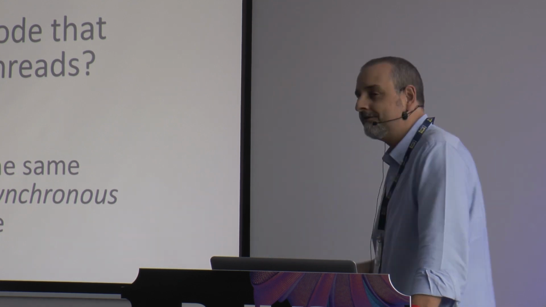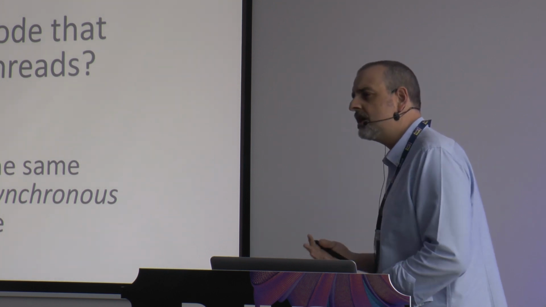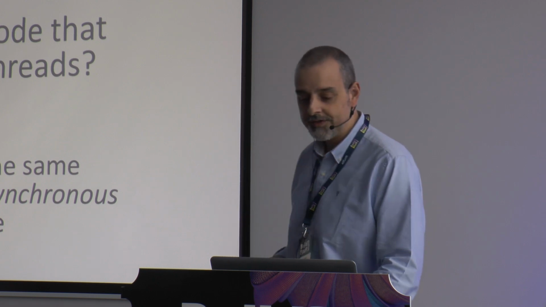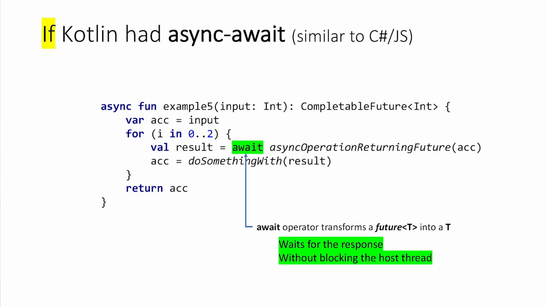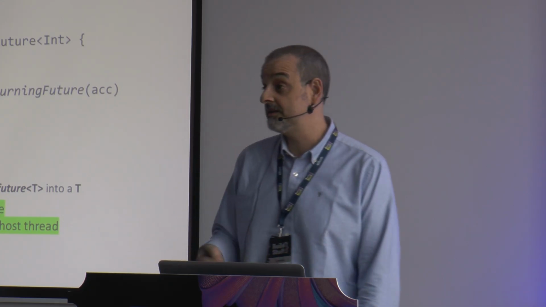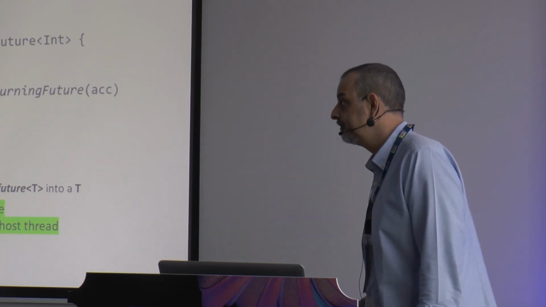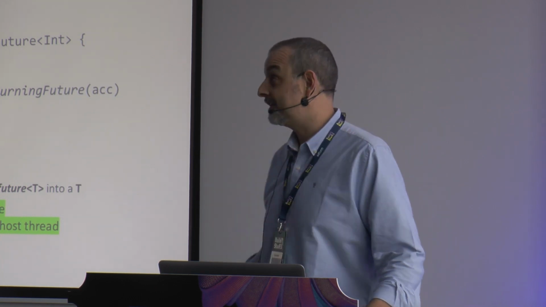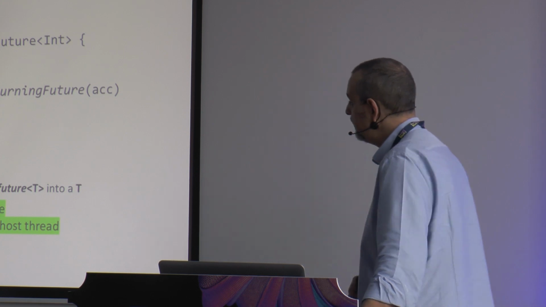Well, most of the languages, C#, JavaScript, Python, Dart, are using the async await solution for that. So my first expectation when I started studying Kotlin was that, okay, they are going to support async await also, and it's going to be similar to C# and JavaScript. So if Kotlin had async await, which it doesn't, but if it had, it would be something like that.